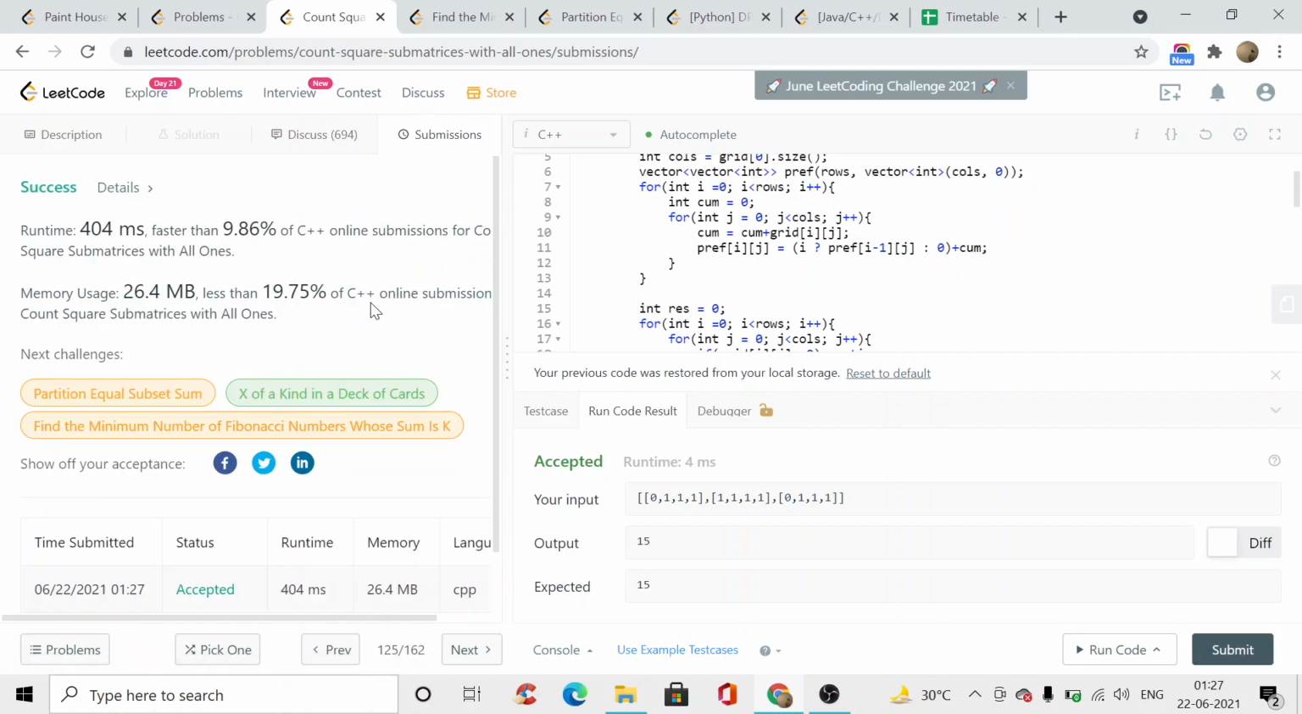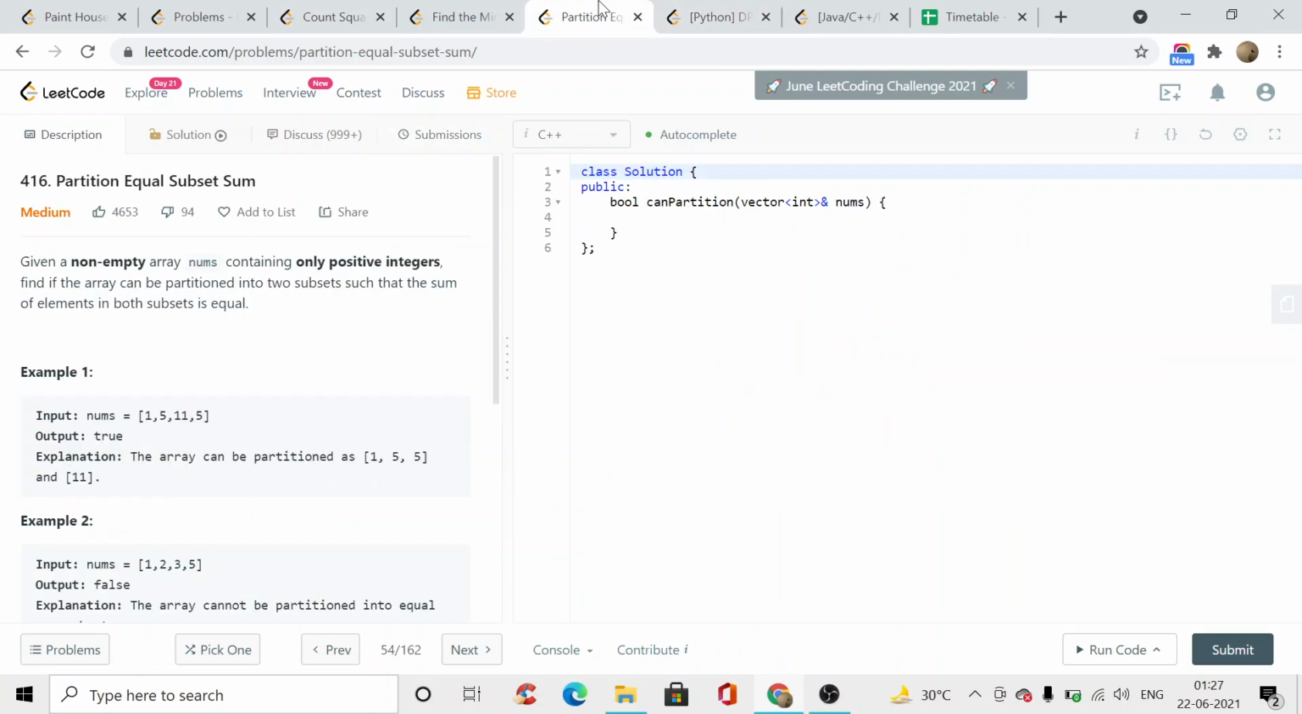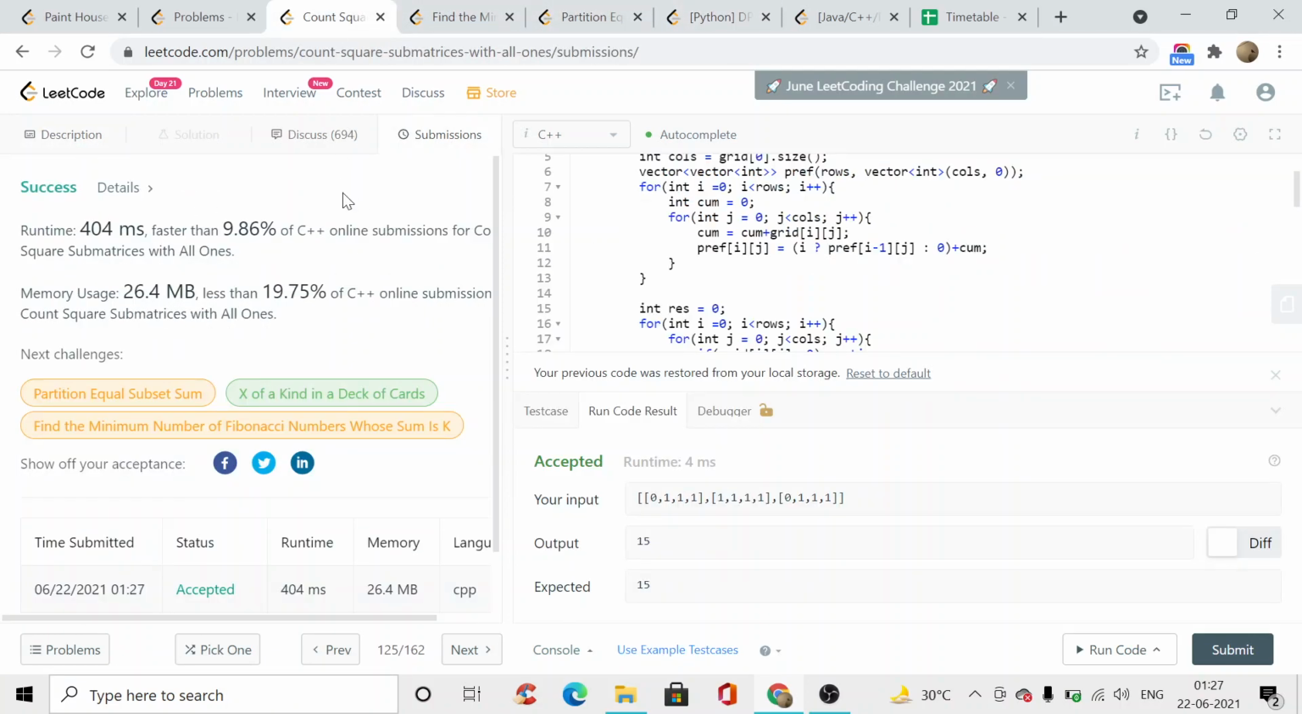This is not at all faster, but it's still okay. Memory uses 24 and it's 404 milliseconds.